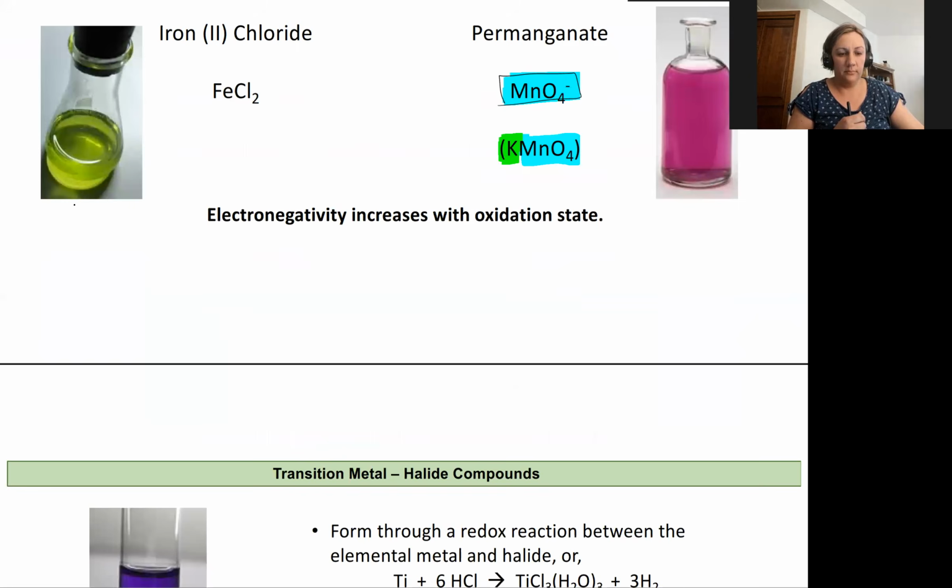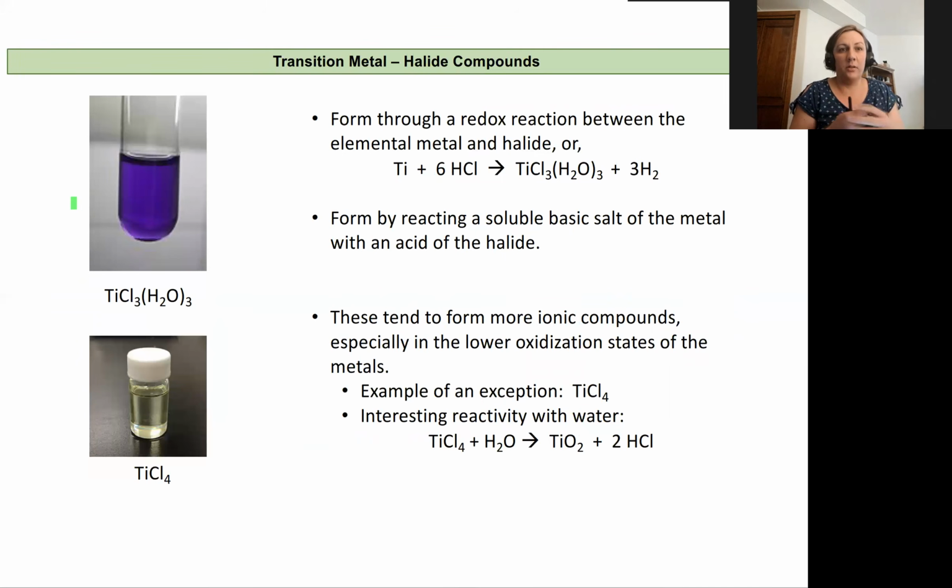Now I'm going to walk through a couple different types of transition metal compounds that you see, looking at this difference between covalent versus ionic. Here are a couple examples with titanium and halides. On the left, we've got our titanium, but thinking about halides in general.